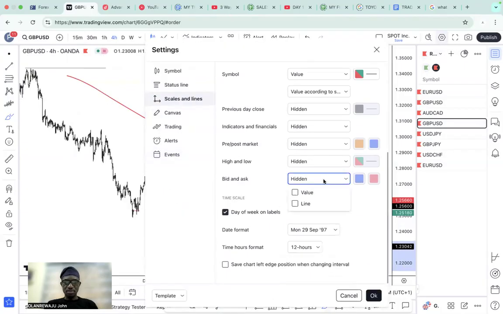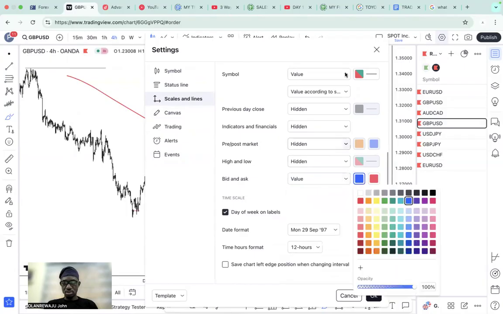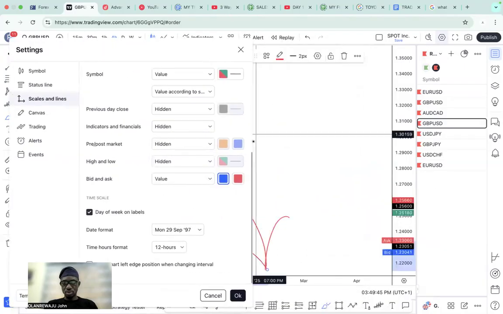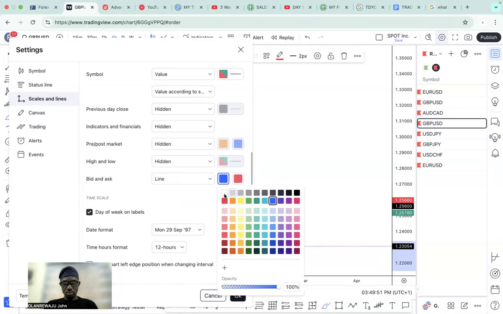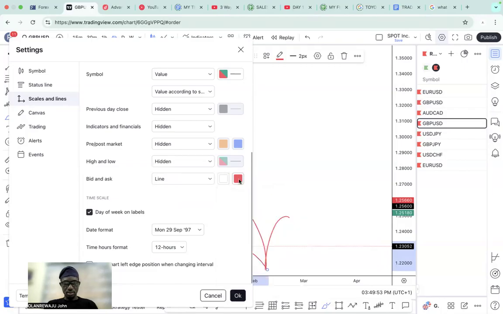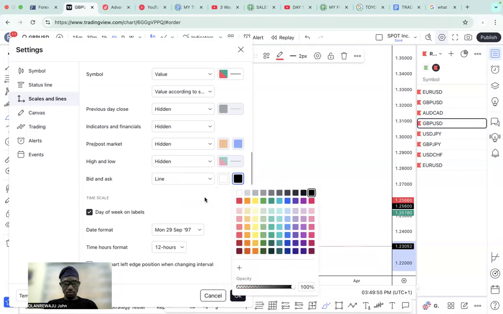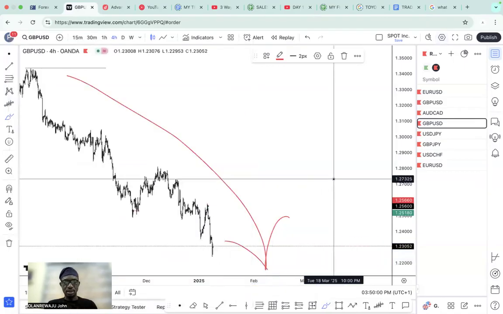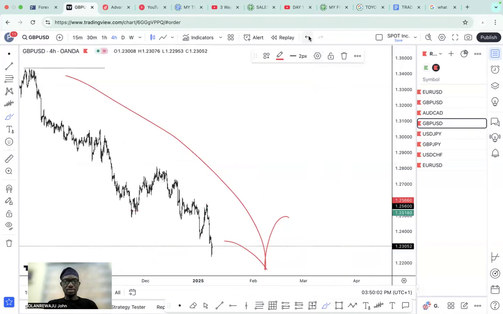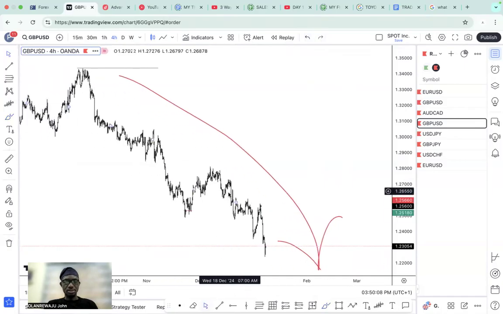But for the sake of this lesson, let me just put one line there. Good. So that line that you can see right now on my chart, that is where the market is currently. I hope I'm making sense to us.